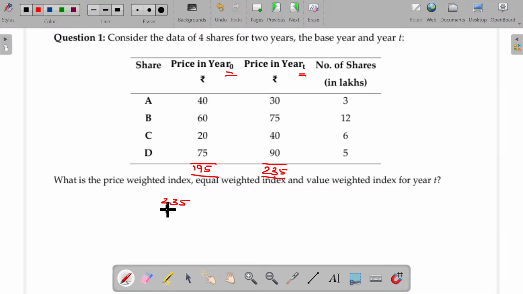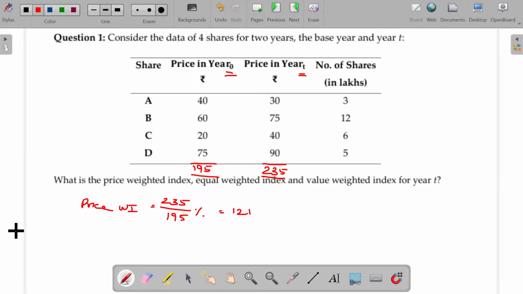235 is today's value compared to the earlier value of 195, in terms of percentage, 121. I can round this up to 121. Clear? So if you have 100 rupees at the 0th period, it may grow up to 121 by the end of the first year. This is what the price weighted index is about.